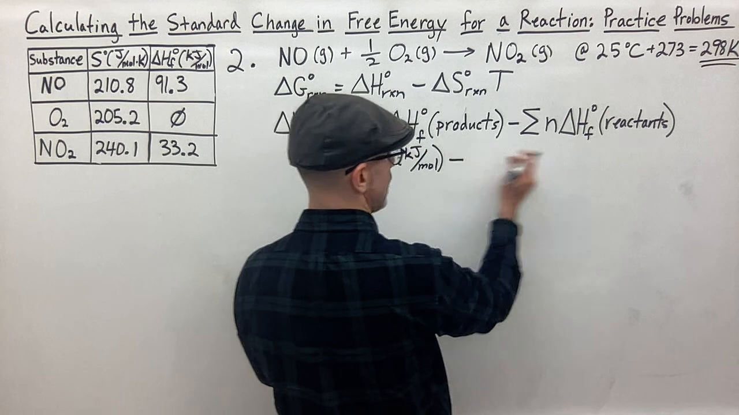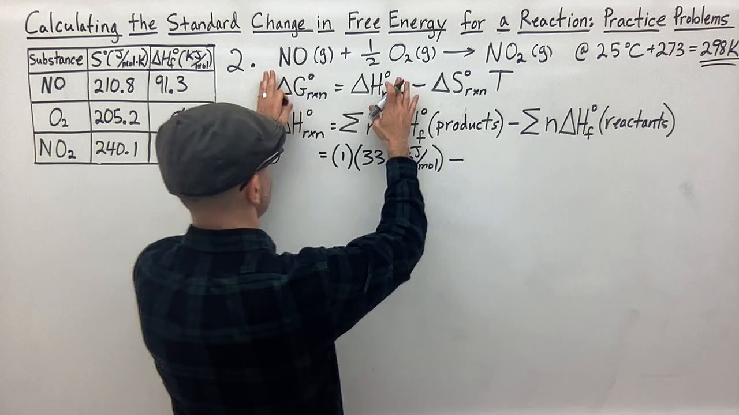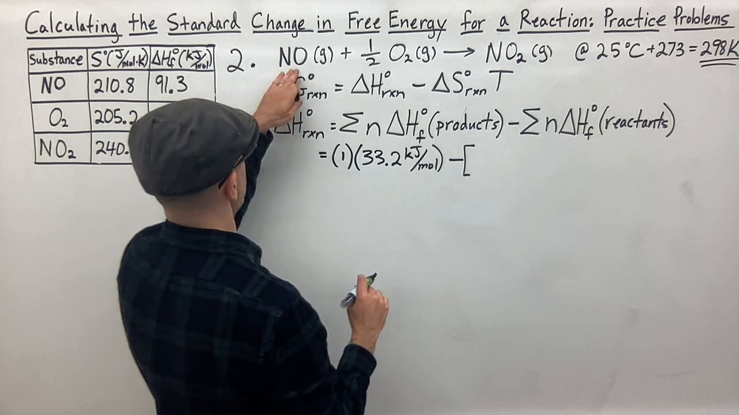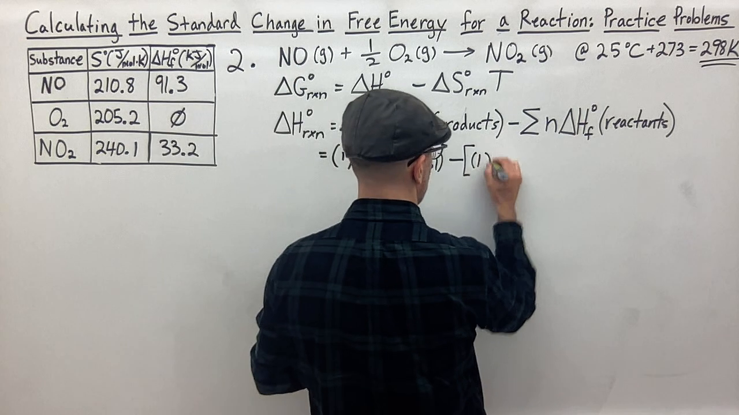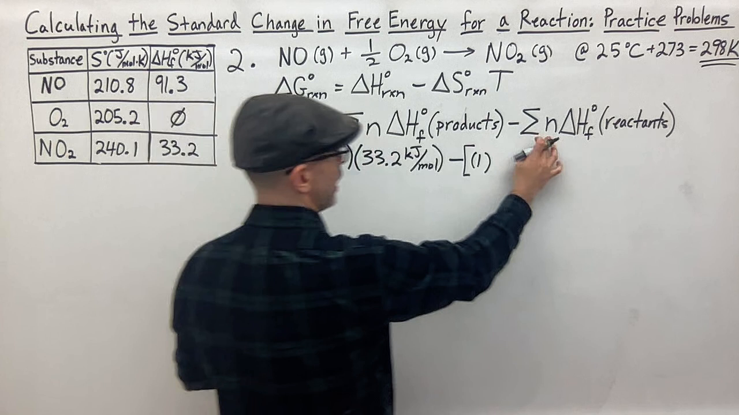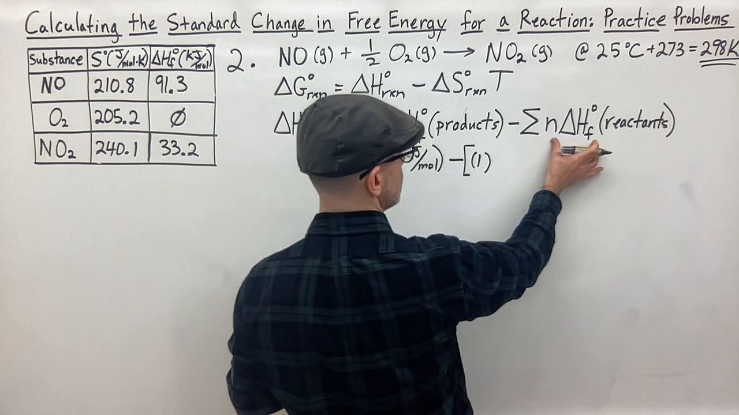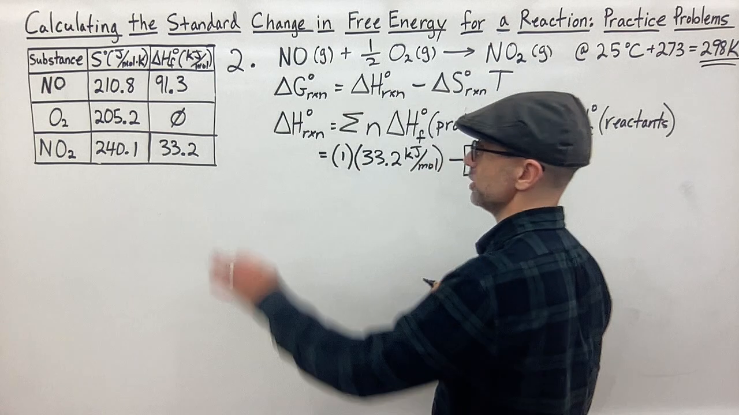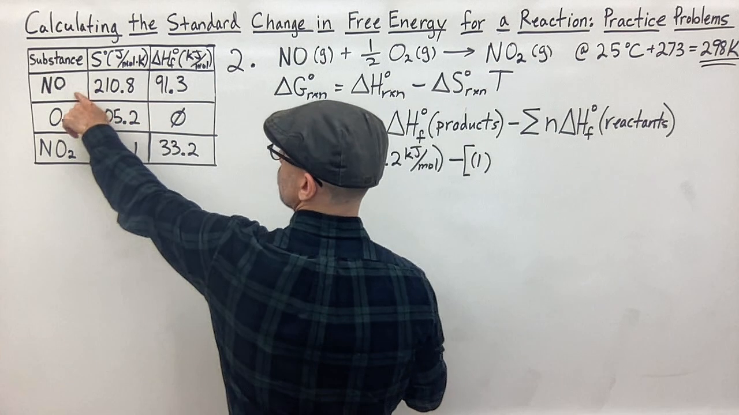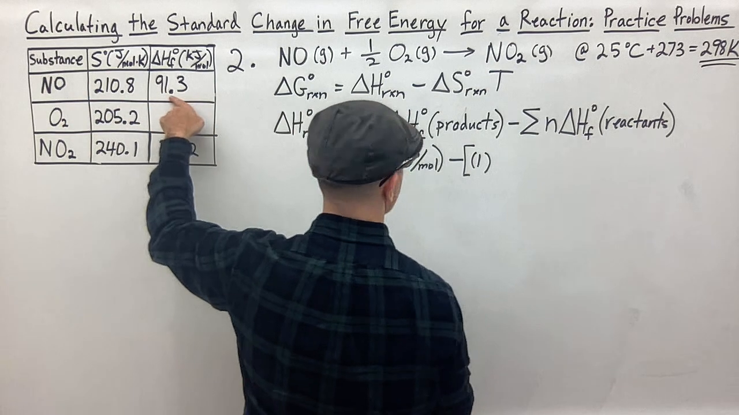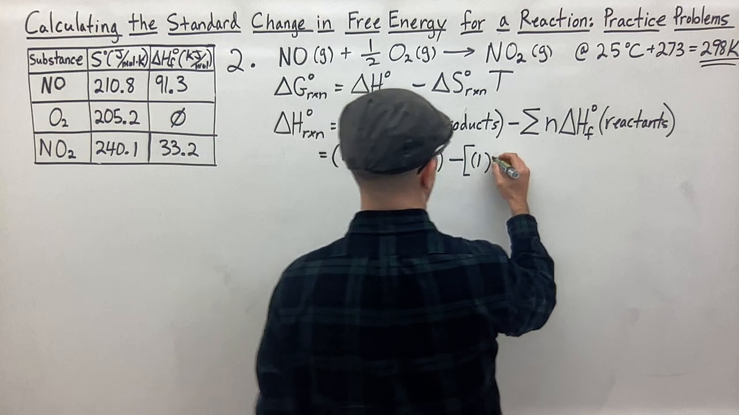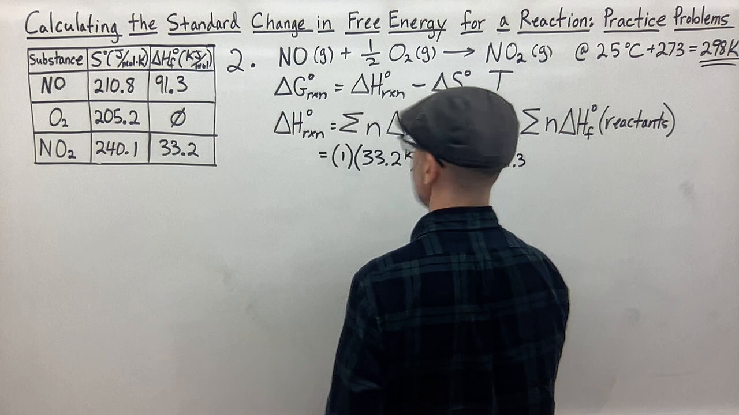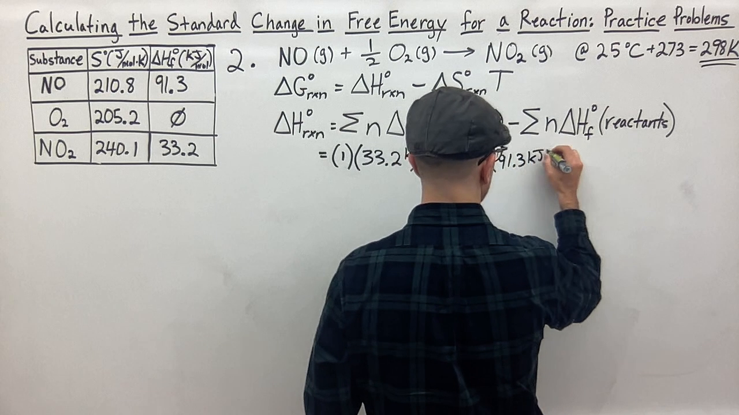So now we can subtract out the sum of the reactants. We have two reactants, so let me put square brackets here. The first reactant is NO. We only have one of those, so that's going to be 1 for our n. And we're going to multiply by the standard enthalpy of formation, and that is right here. So we got 91.3, and again, that's kilojoules per mole.